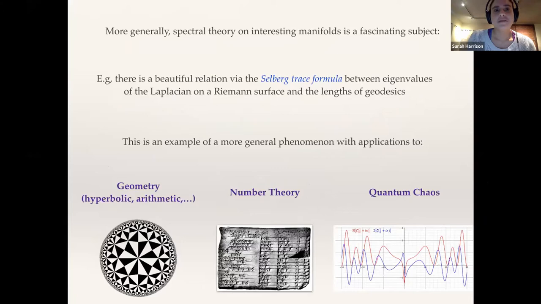And more generally in mathematics, spectral theory on manifolds is a very fascinating and intricate subject with connections to a variety of fields. One specific example of the kind of connections between fields that exists is a relation via a formula called the Selberg trace formula between eigenvalues of the Laplacian on a Riemann surface and the lengths of geodesics. And this is a very specific example of a more general phenomenon which has applications to geometry of various types, hyperbolic geometry, arithmetic geometry, as well as special functions in number theory and quantum chaos.